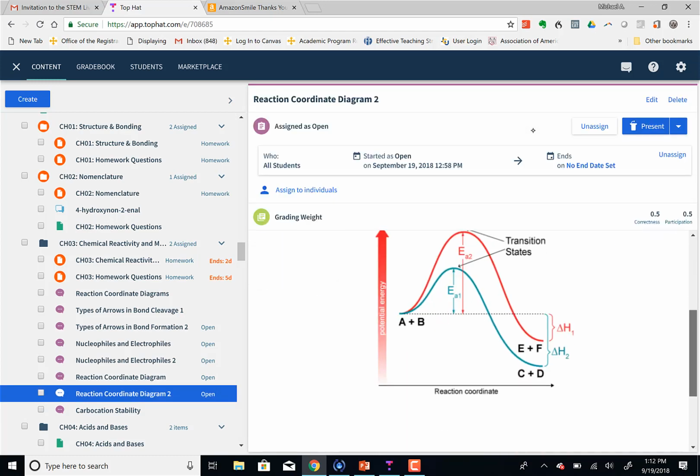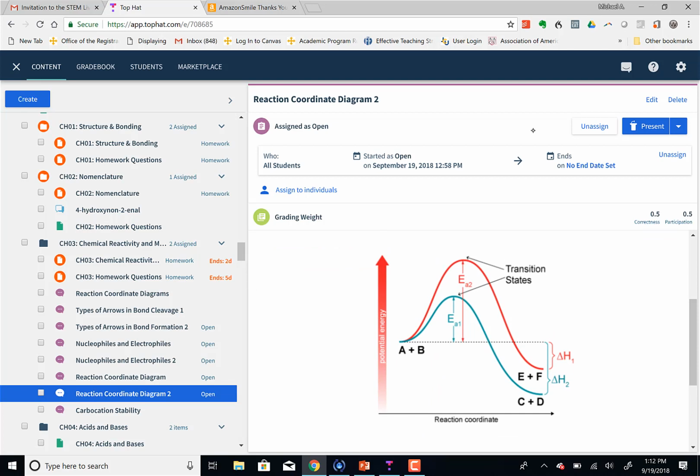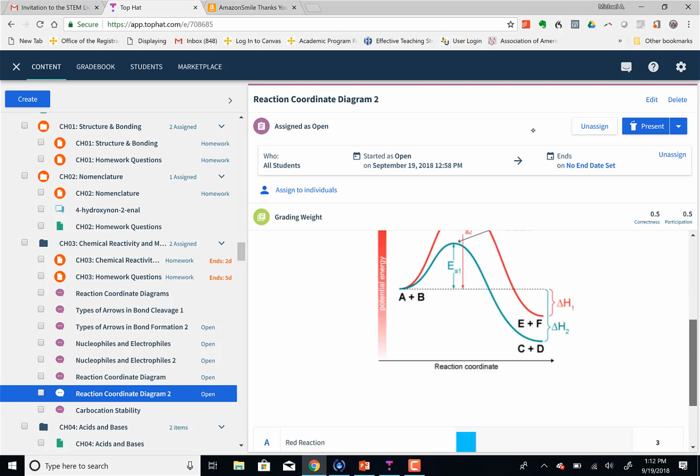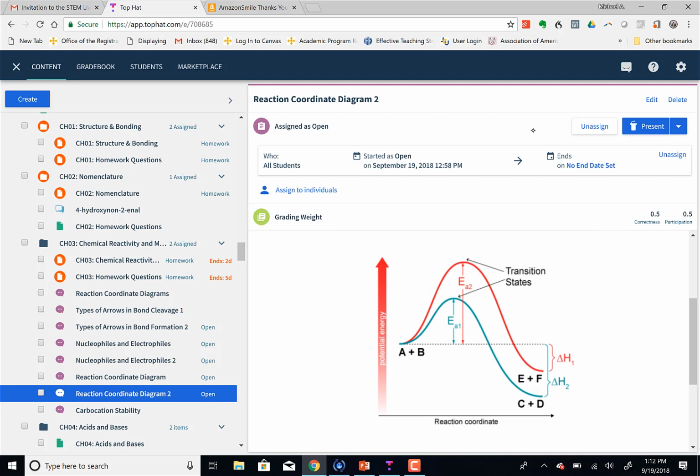For the same diagram, which reaction, red or green, produces the most stable products? Green. Green is correct. Why? Because on any energy coordinate diagram, the lower energy you are, the more stable you are. So the green reaction producing C and D has a lower overall energy than does E and F. So the green one also, in this case, produces the most stable product.